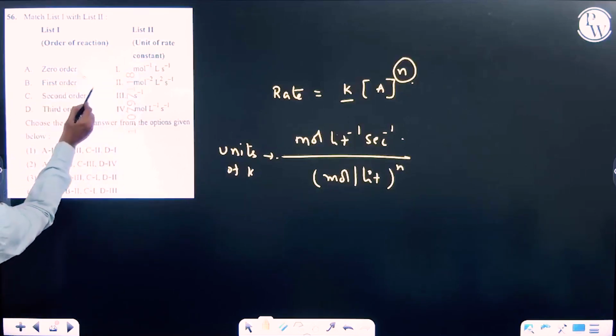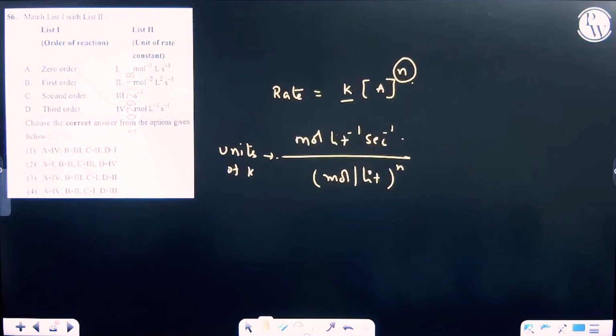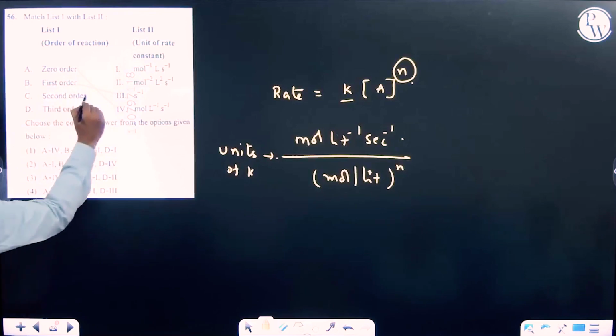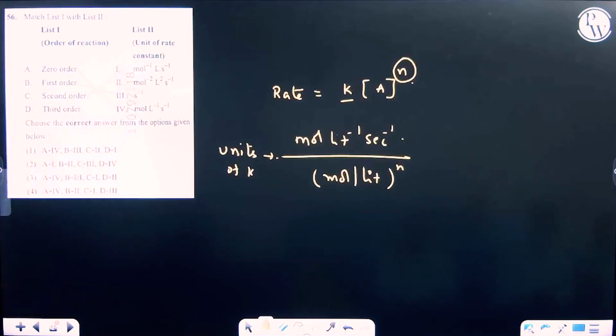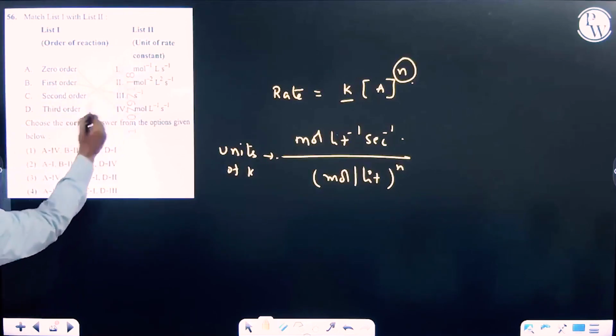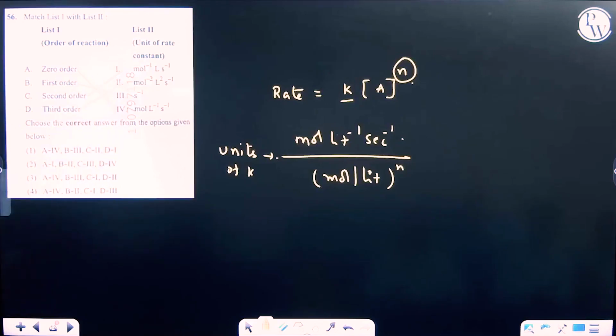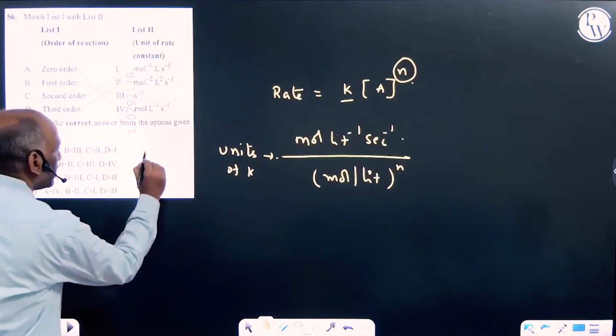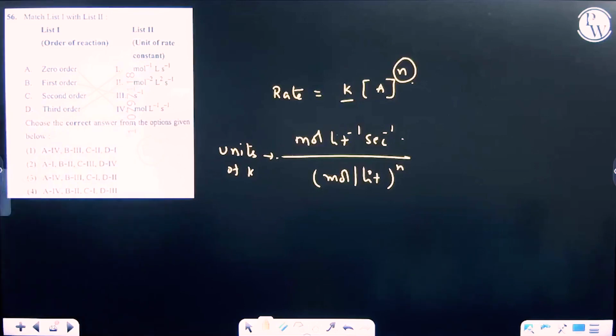So your A will match with mole liter inverse second inverse. And the first order will match with time inverse, that is second inverse. If you look at the second order, it will become mole inverse liter second inverse. And obviously the other one will become this. So if you go by that, the option will be 3. It is also a simple question, not that difficult. This is the basics of chemical kinetics, and hence I can classify this question as an easy question.